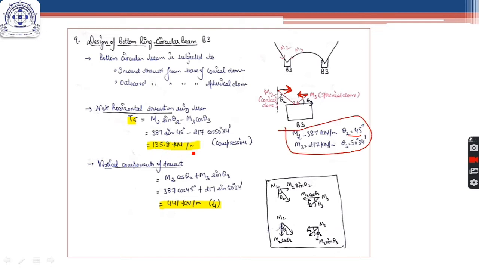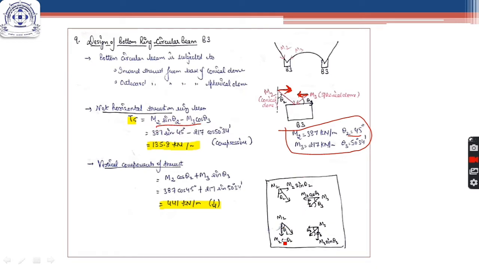Similarly, you can look here in this diagram also. I have made the components of the forces. This is the force M2, inclined force. This is the angle with the vertical, so this component will be M2 sin theta 2, and this is the force M3, and its inclination with the horizontal is theta 3, so this will also be theta 3, so this component will be M3 cos theta 3. So this is how we get this result.